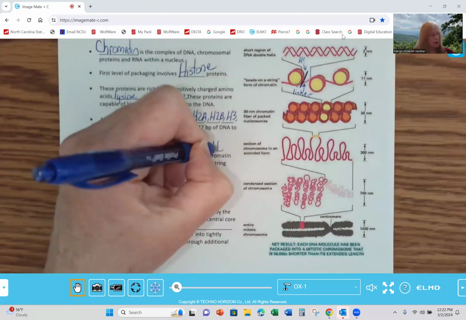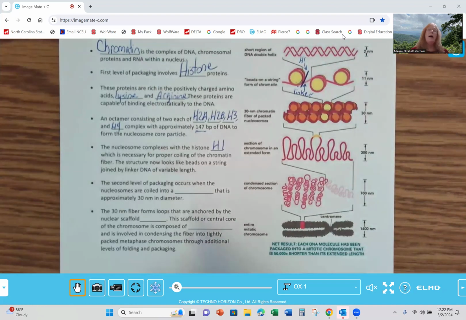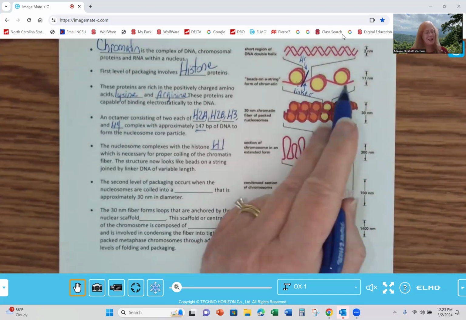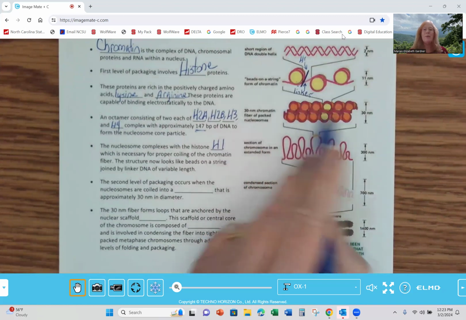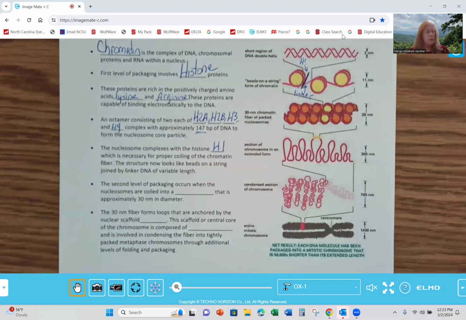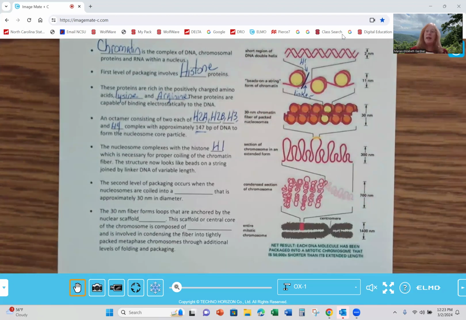So the histone H1 is needed. And that histone H1 is actually needed to get proper coiling. So when there's no H1, we get these beads on a string, but once we have the H1 present, we do get coiling and then multiple layers of coiling.